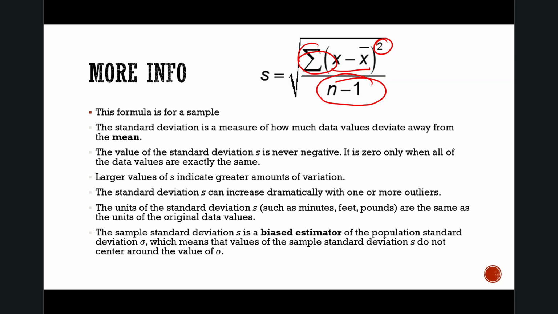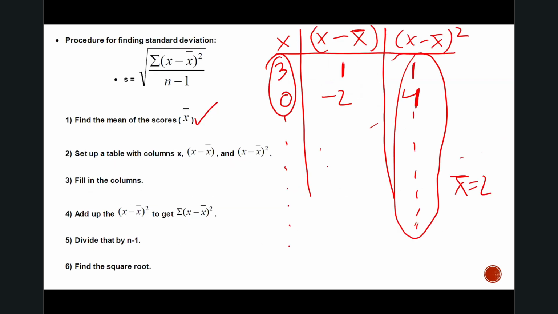Okay, so in calculating the standard deviation, I showed an example. You might have it in your notes, but I want you to do the same thing without looking at it now, just calculate it, and then we'll go over it. So this is the procedure for finding your standard deviation. First, you need to find the mean of all of your scores, because that's your X bar.